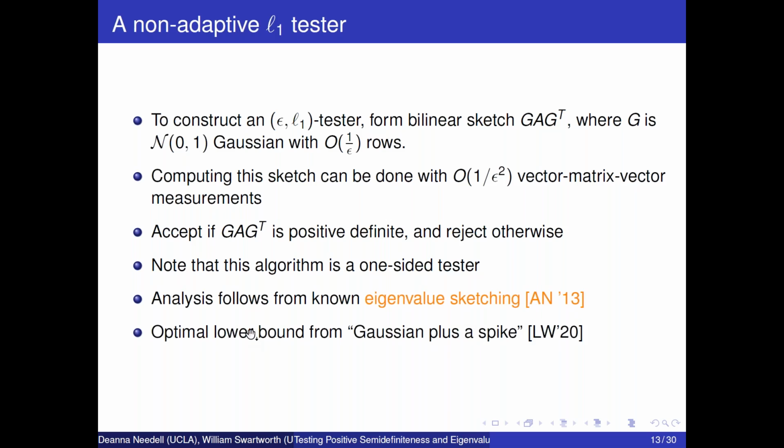But one thing you can do is show that this is optimal. For P equals 1, this epsilon L1 tester, if you sketch on the left and the right with these bilinear sketches, you need a 1 over epsilon by 1 over epsilon matrix. This is in work with Lee et al. The rough idea is to take a symmetric Gaussian matrix and add a spike to it. I won't get into the details. A spike means a large negative rank 1 component, or you don't add it, and you have to distinguish between the cases, similar to the lower bound technique we talked about earlier in the talk.